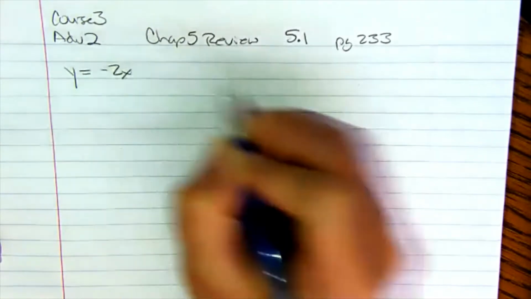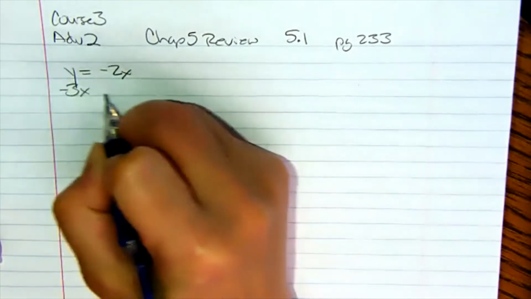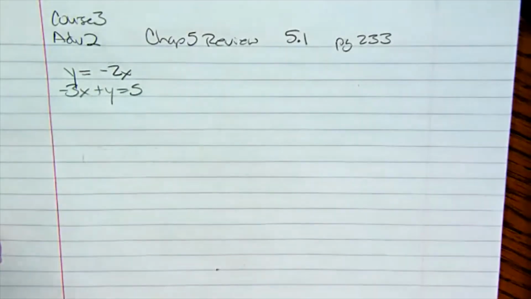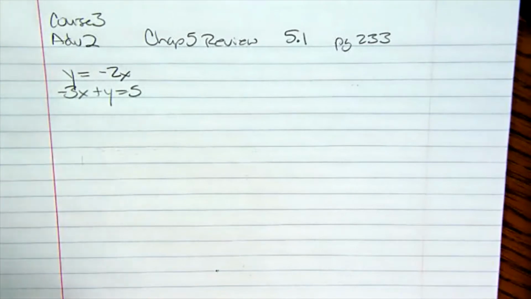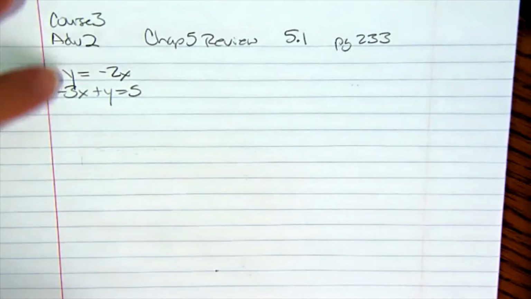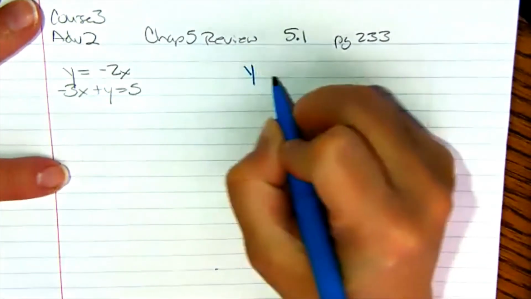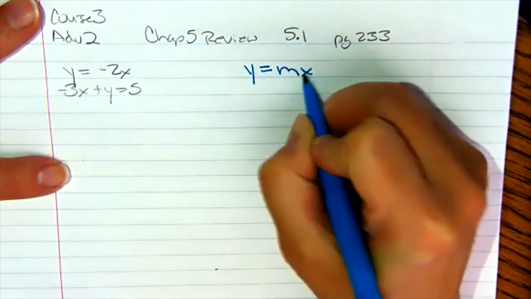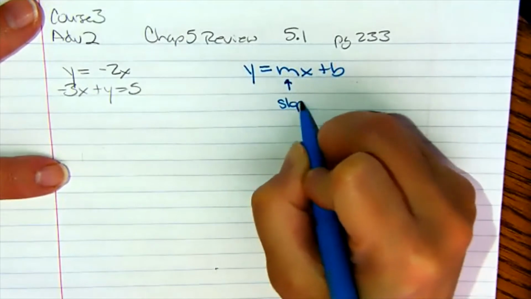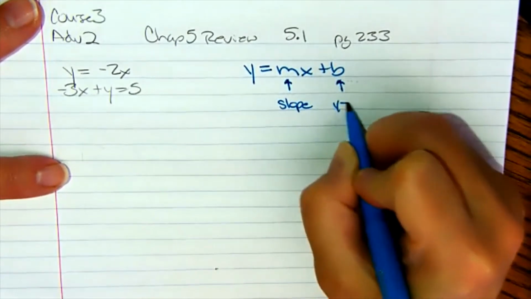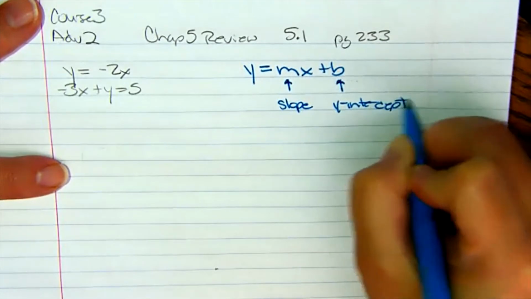Okay, so the book gives us a system that looks like this. y equals negative 2x, and negative 3x plus y equals 5. They ask us to solve this system of equations by using graphing. Well, we know that to graph an equation, it needs to be in slope-intercept form: y equals mx plus b. We know that m is our slope, and b is our y-intercept.